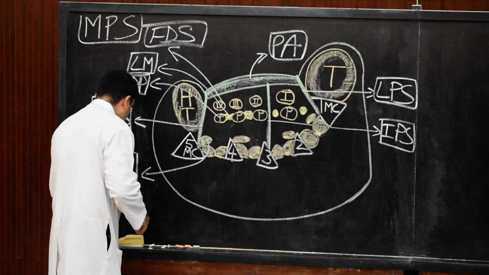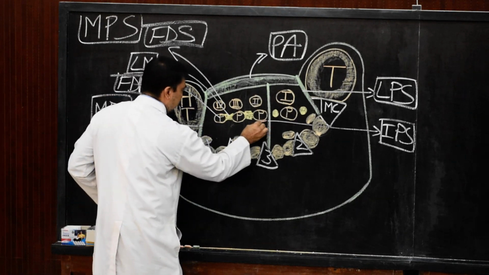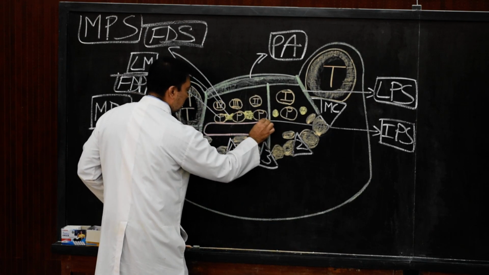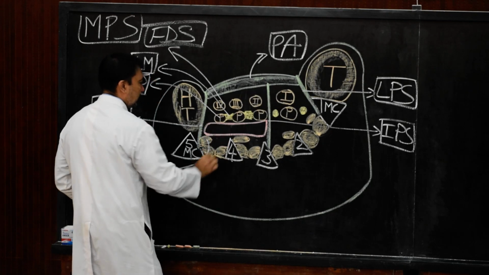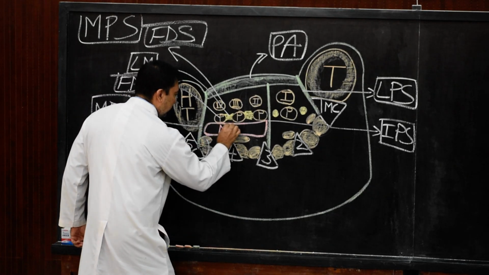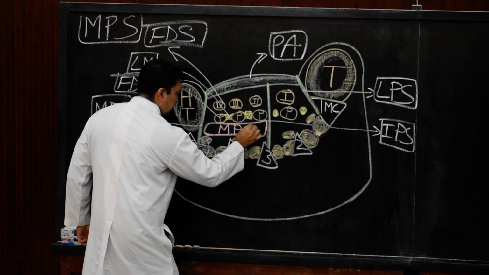So therefore, now if we outline our mid-palmar space, this is our mid-palmar space. So this space which is formed over here is the mid-palmar space. Here I will write down mid-palmar space.